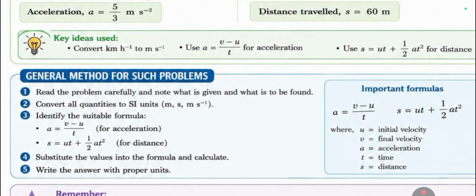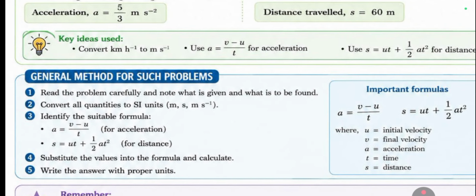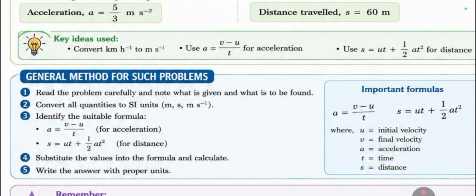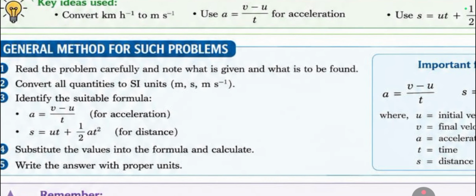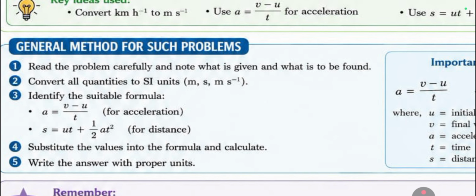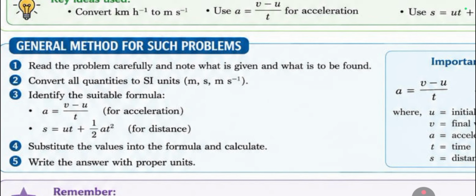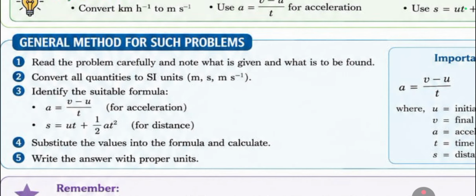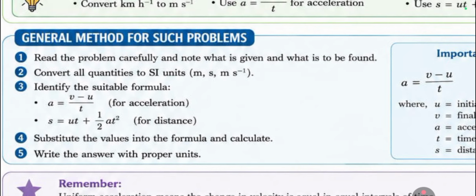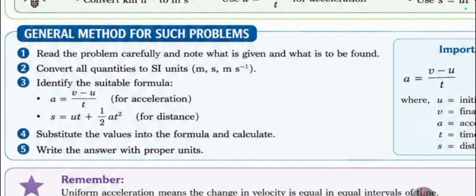Okay, here the general method for such problems is given. Read the problem carefully and note what is given and what is to be found. Convert all quantities to SI units: meters, seconds, meter per second, etc. Identify the suitable formula: for acceleration, a is equal to (v minus u) by t, and to calculate the distance, use the formula s is equal to ut plus half at square. Substitute the values into the formula and calculate. Write the answer with the proper units.